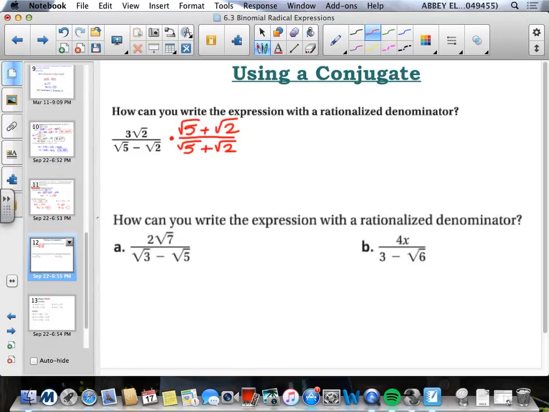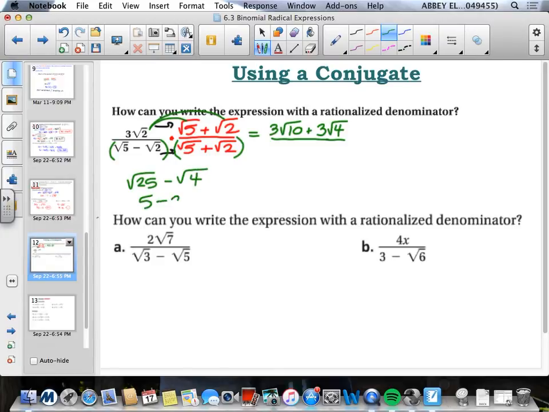I multiply across the top. Remember, out with out, in with in. So you should have 3 square roots of 10, because I just distribute here. And then plus 3 square roots of 4. And this is all over, I'm going to multiply my conjugates together. And as you should see, if I multiply these together, I get the square root of 25 minus the square root of 4. That gives me 5 minus 2, which gives me 3.